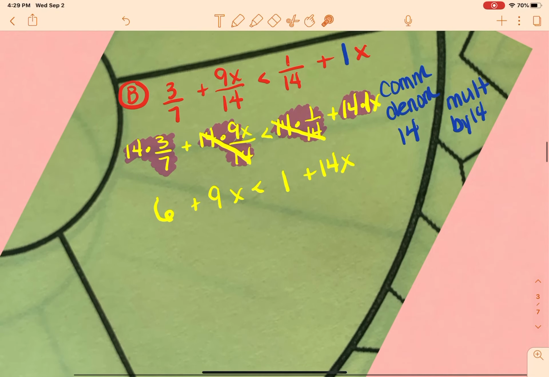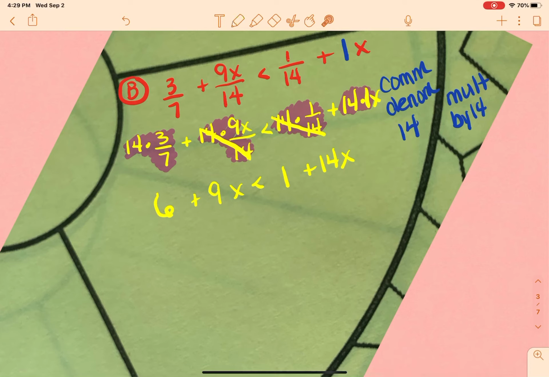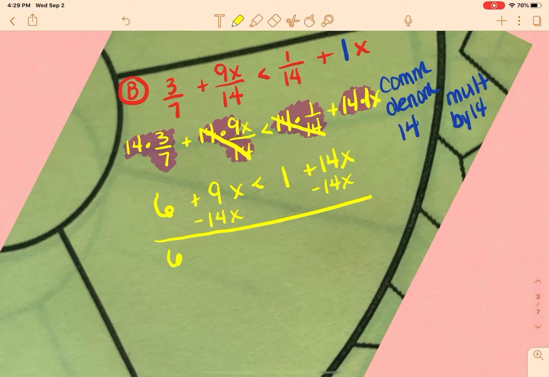So now I'm just going to go through and start to solve. Remember, if there's 2 variables, we're going to get them all on the same side. So we'll move them over to the left. The opposite of adding 14x is subtracting 14x. So I'll have 6 that'll come down. Positive 9x minus 14x will be negative 5x. I'll bring down the 1, and those will cancel.